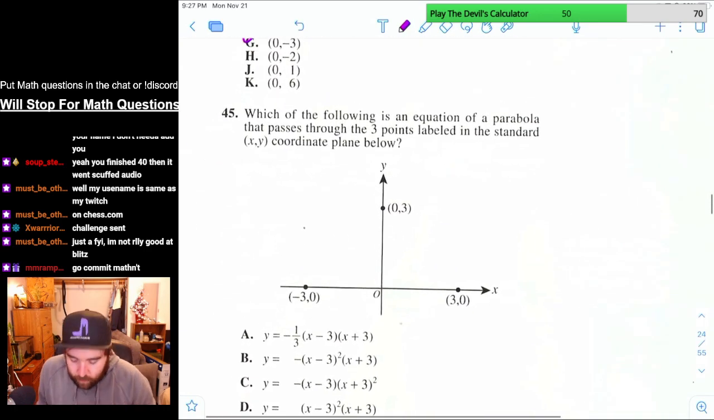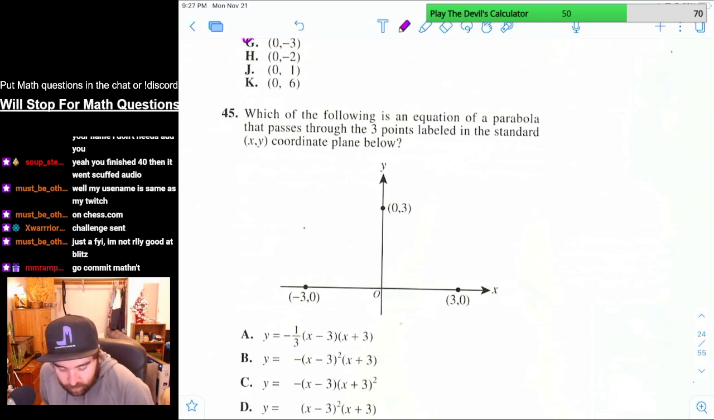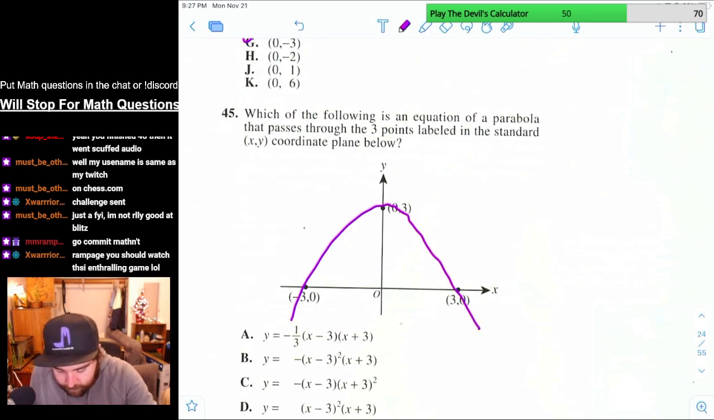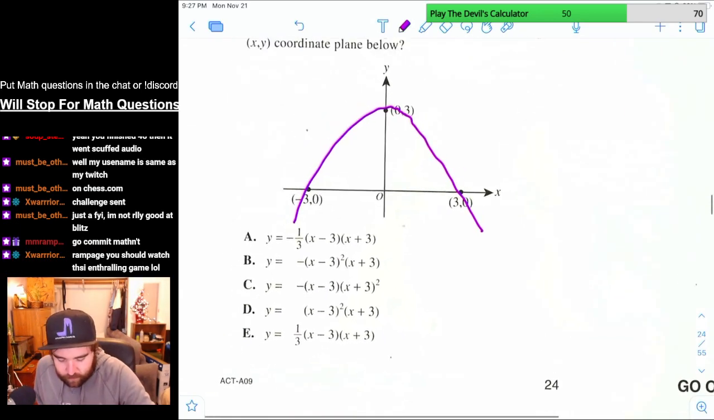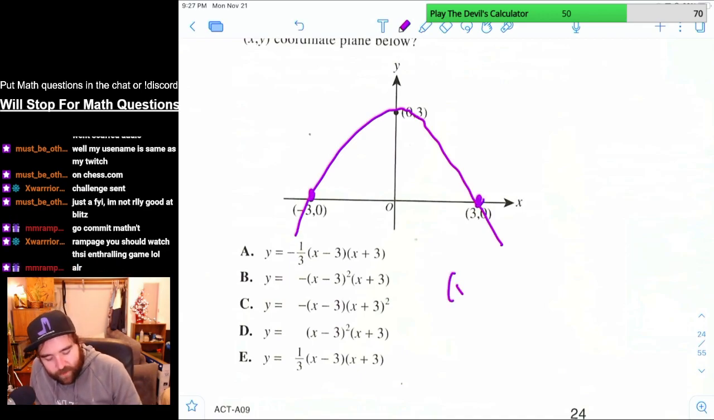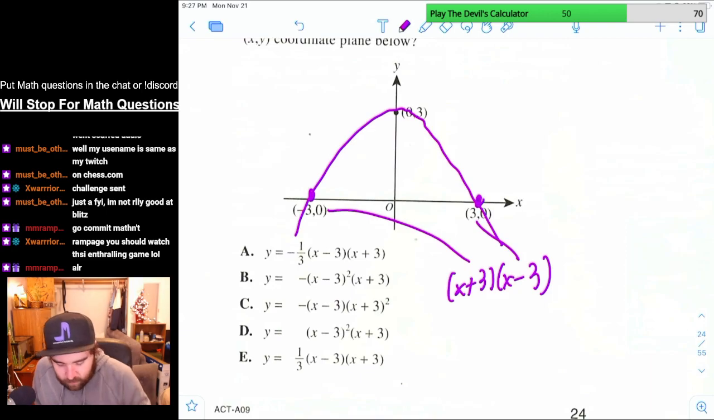All right, last one for today. Which of the following is an equation of the parabola that passes through the 3 points? Very nice. So we're looking at these equations. So the first thing I'm going to see is we have our intercepts, 3 and -3. So that means we need the factors x plus 3 and x minus 3. That one for that one, that one for that one. So let's see which ones we have those for.